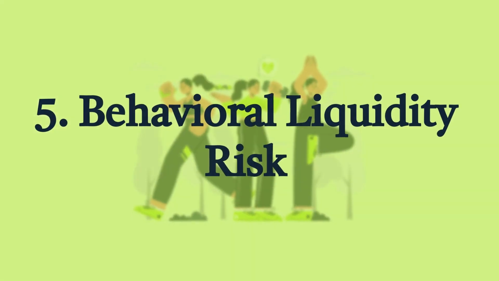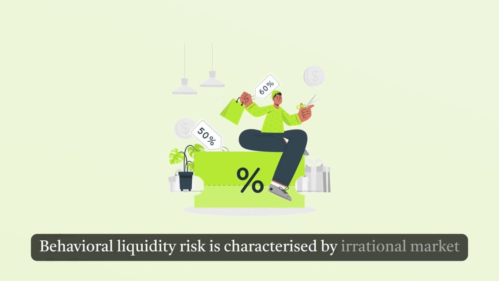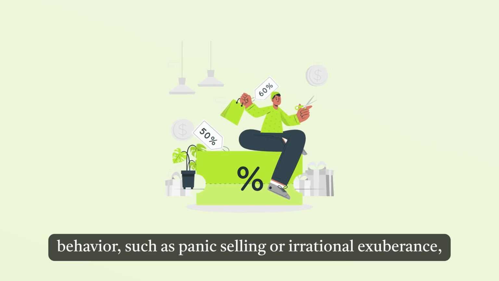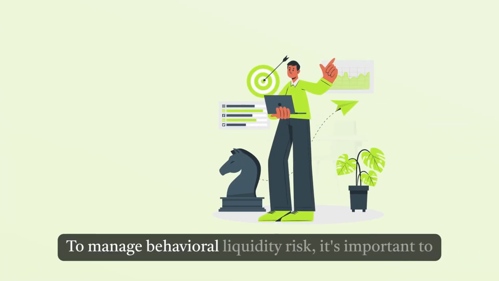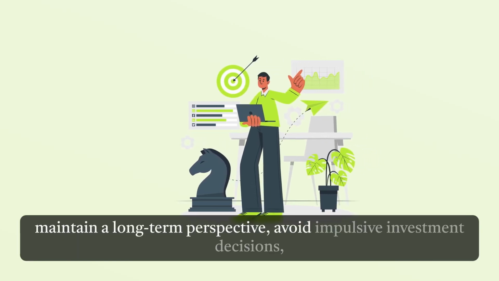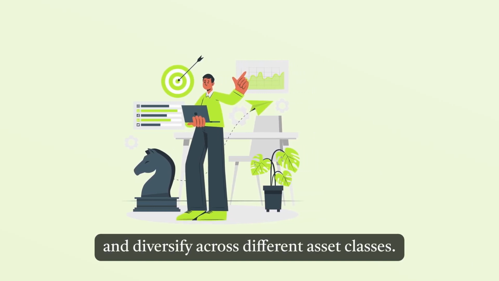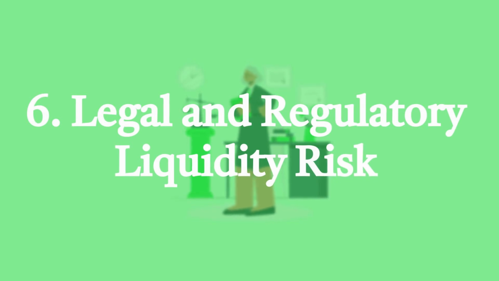5. Behavioral liquidity risk. Behavioral liquidity risk is characterized by irrational market behavior, such as panic selling or irrational exuberance, which can lead to sudden liquidity shortages. To manage behavioral liquidity risk, it's important to maintain a long-term perspective, avoid impulsive investment decisions, and diversify across different asset classes. 6. Legal and regulatory liquidity risk.